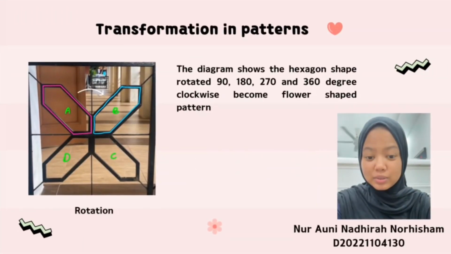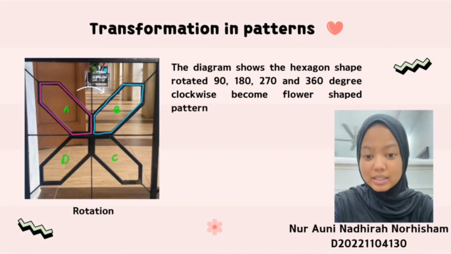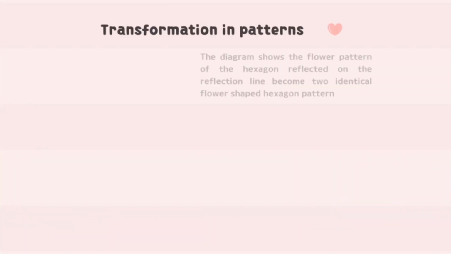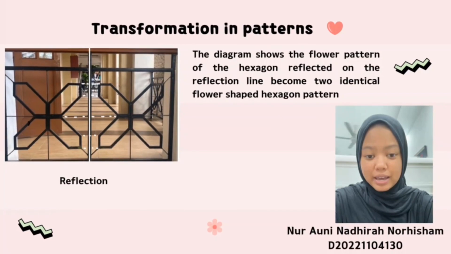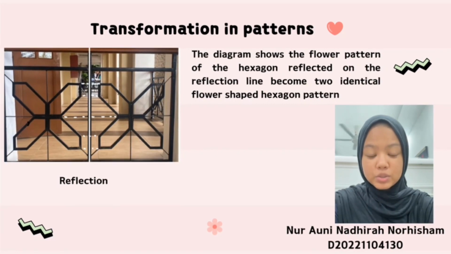Now, let's take a look at this hexagon fence shape. The hexagon shape rotated 90, 180 and 360 degrees clockwise to become a flower-shaped pattern. This type of transformation turns an object about a fixed point without changing its size or shape. Next, the diagram of the hexagon fence shows that the flower pattern of the hexagon reflected on the reflection line, becoming two identical flower-shaped hexagon fences. This type of transformation is called reflection because it flips the object across a line while keeping its shape or size constant.